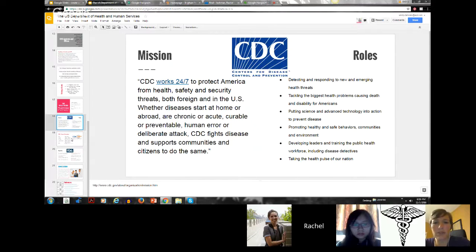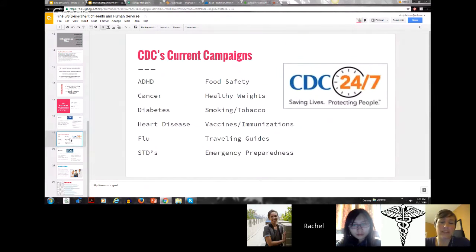Some of their roles are detecting and responding to new and emerging health threats, tackling the biggest health problems causing death and disability for Americans, putting science and advanced technology into action to prevent disease, promoting healthy and safe behaviors, communities, and environment, and developing leaders and training the public health workforce, including disease detectives, for better health ultimately.